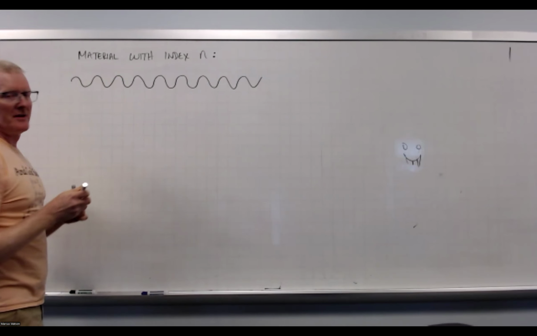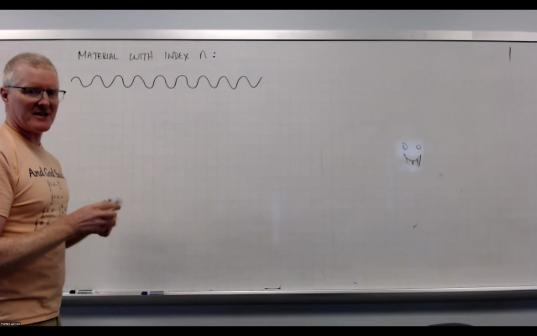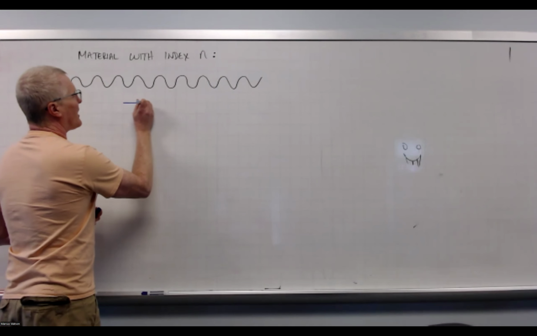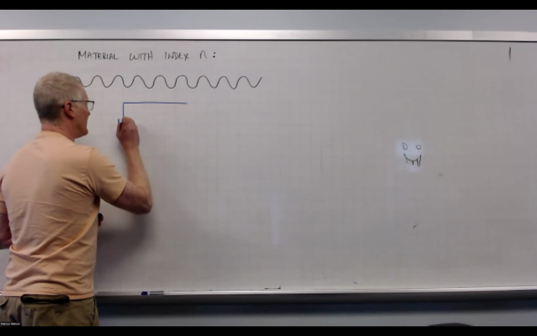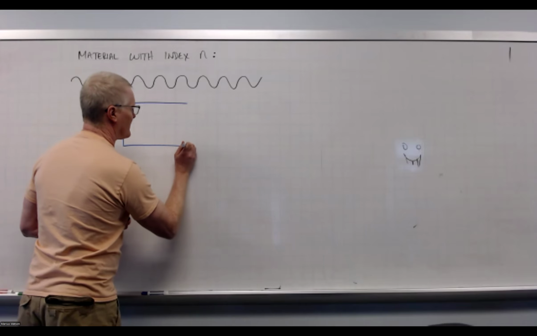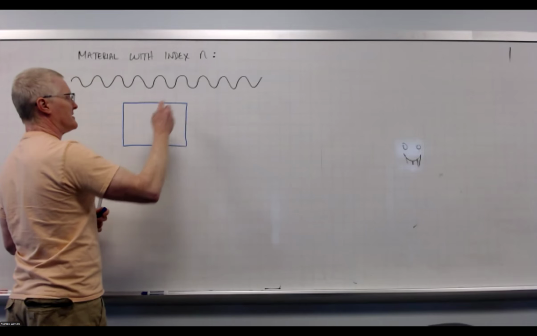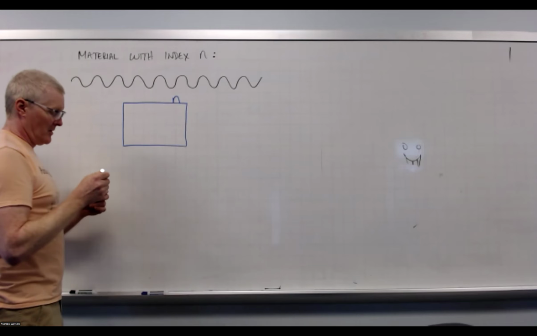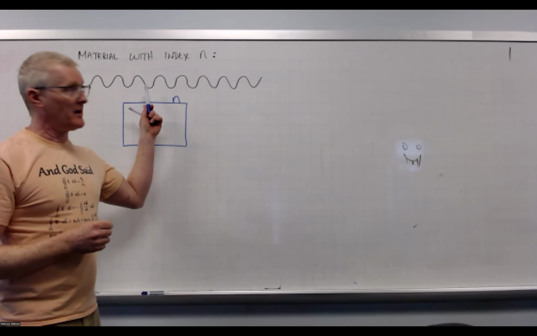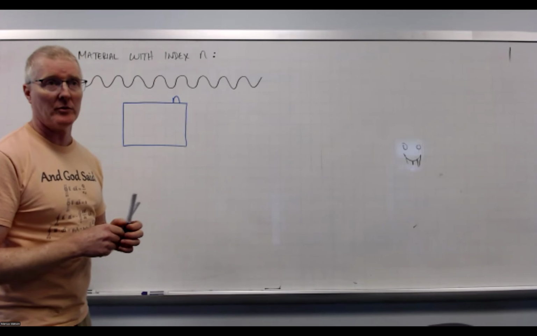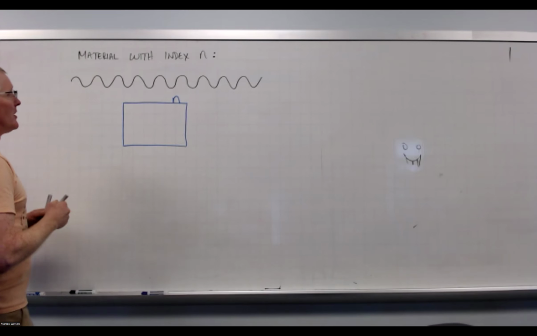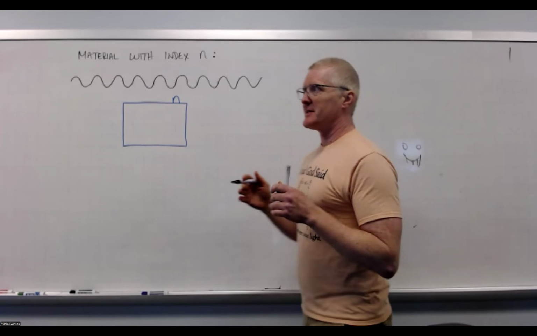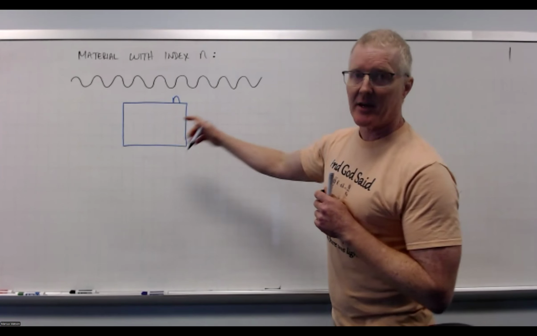Like so. It's not the most even wave in the entire history of whatever. What I'm going to do is have a block of stuff here, and this is the material with index n. Whereas this wave was propagating through air, or say vacuum, that's the same thing, what we're going to find, and I mentioned this in the last one, is that the wavelength inside there is reduced.